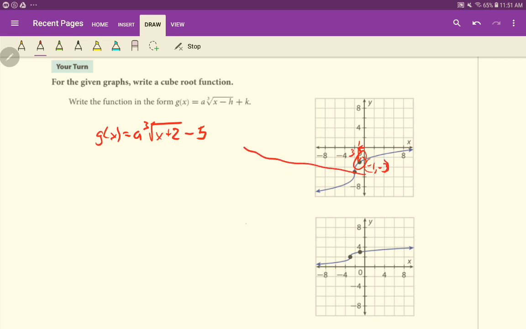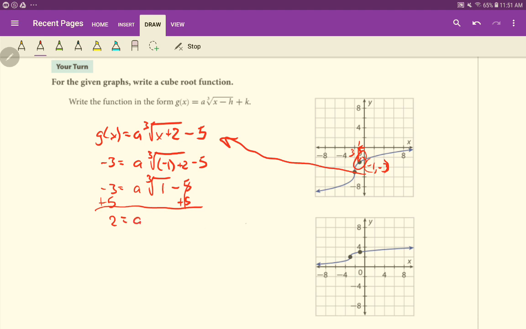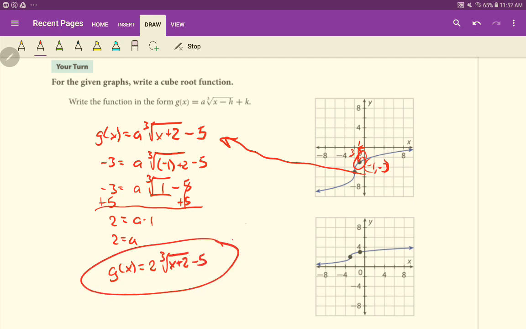And again, we'll plug it right into my function here. So negative 3 for the y value, or the g of x value, negative 1 in for x, and then solve. So negative 3 equals a times the cube root of, negative 1 plus 2 is 1. Okay, we'll add 5 to both sides. So negative 3 plus 5 is 2. The cube root of 1 is just 1. So it's, again, a times 1. So it's just 2 is a. And so our final answer is g of x equals 2 times the cube root of x plus 2, minus 5. And again, that is the equation for that graph.